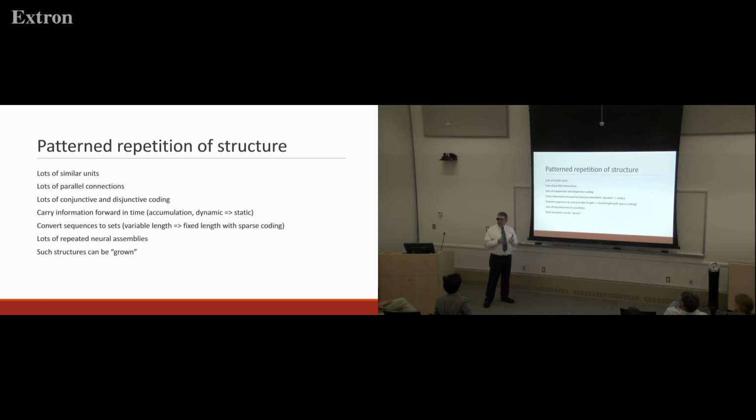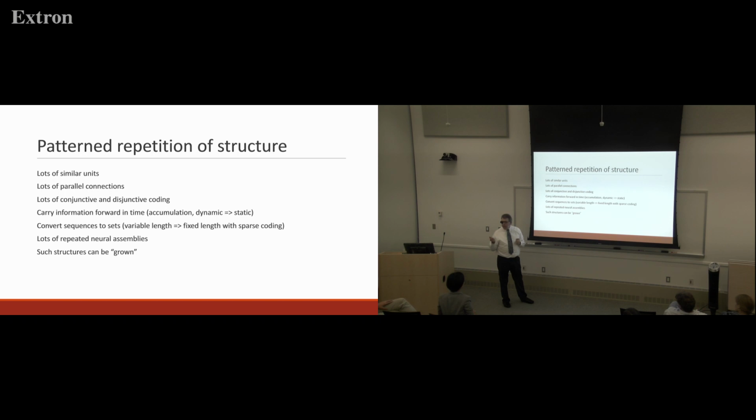There's lots of work in bird orientation and so on, which shows that in fact these circles of neurons and the columns associated with them grow in the bird. You don't need anything else. So you can do this. We're carrying information forward in time. We're using a lot of disjunctive and conjunctive coding, and in this case, we're converting the sequences to sets.